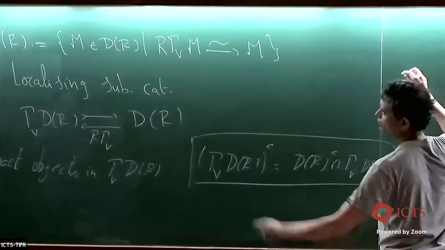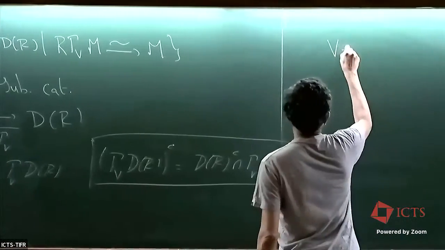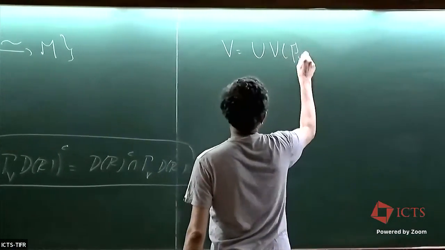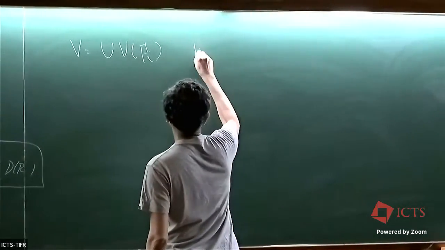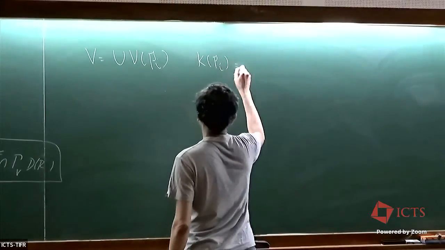So let's take the decomposition that I wrote down earlier, and let K be the Koszul complex on a generating set for P_i.